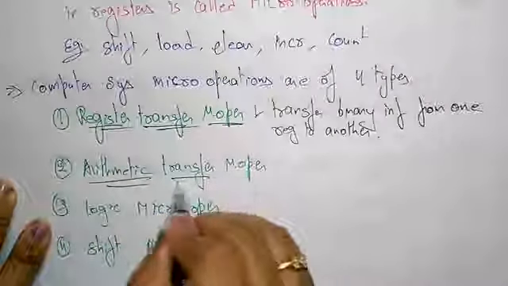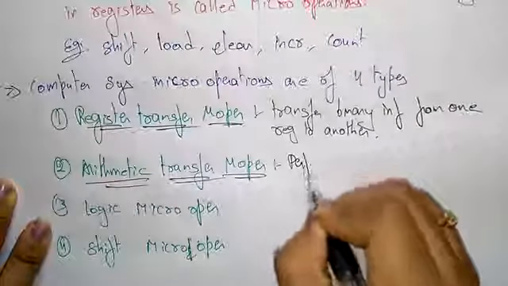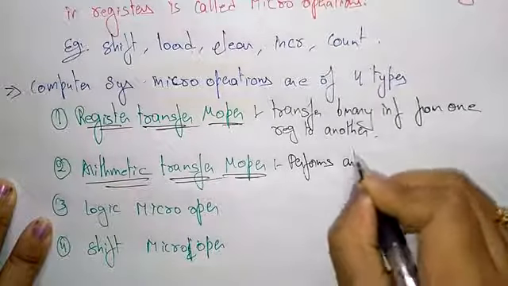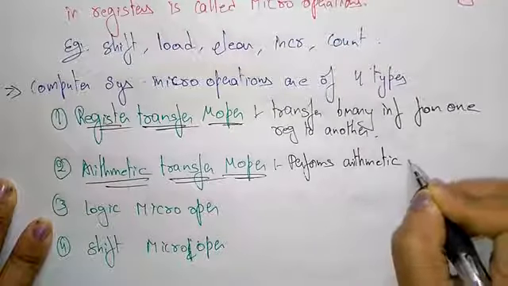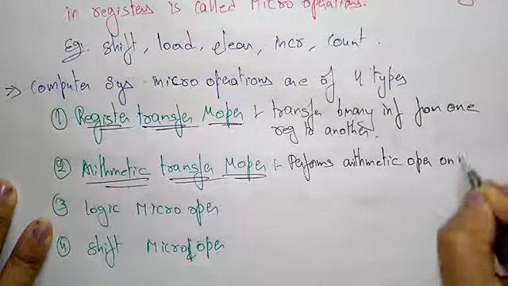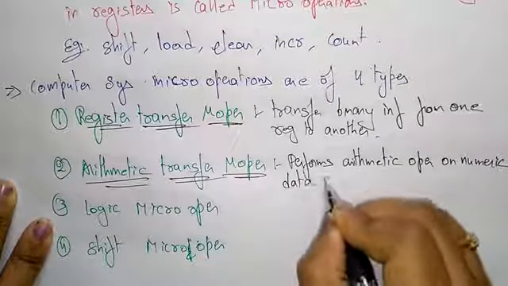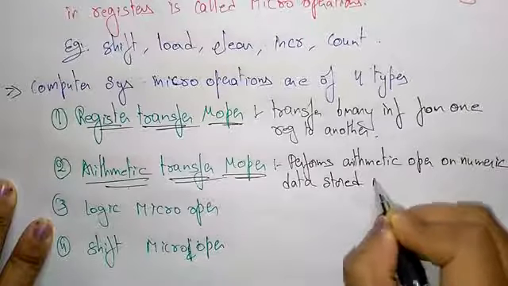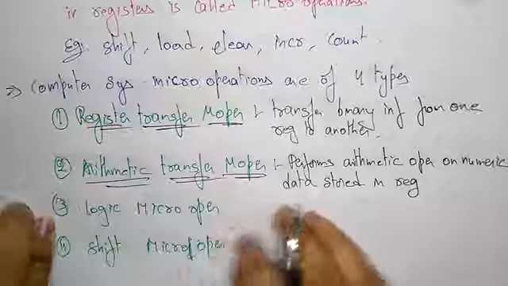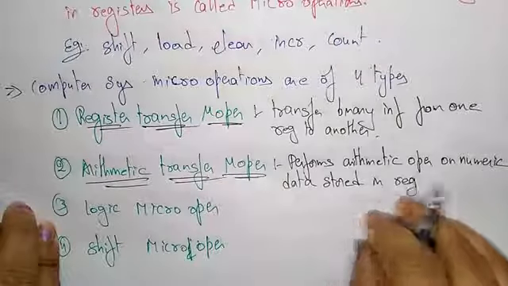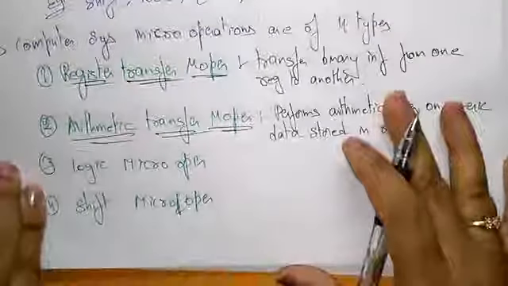Whereas arithmetic micro operations, what do they do? They perform arithmetic operations on numeric data stored in registers. The register stores some numeric values, and arithmetic micro operations perform operations on that numeric data. That you call an arithmetic micro operation.